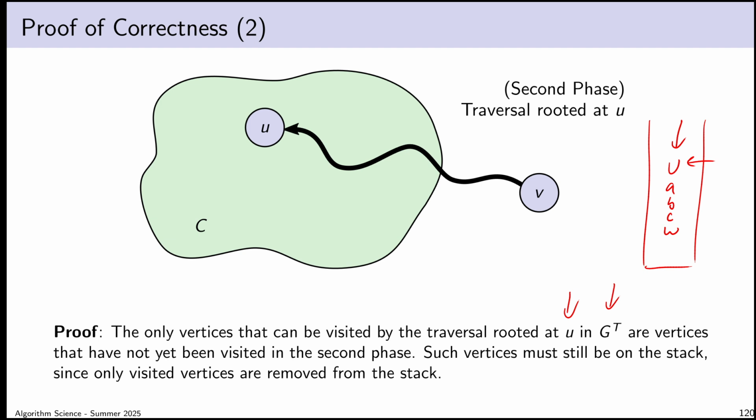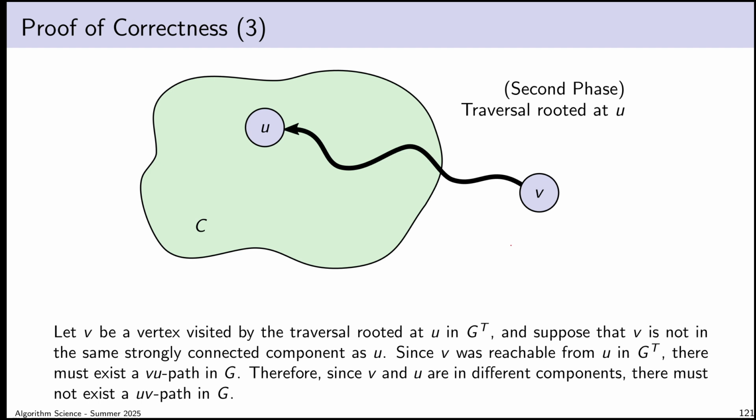Now, what I'm claiming is that all of the vertices I visit in this traversal have to still be on the stack. I am not claiming that every vertex on the stack is unvisited. There could be vertices on the stack that have already been visited. That's fine. What I'm saying is that all the unvisited vertices have to still be on the stack. All right, so let V be a vertex visited by the traversal rooted at U in G transpose. This diagram, remember, depicts the original graph G, and I get during that traversal down to vertex V. What I've discovered when I find V during that traversal is that, in that DFS tree, I have a path in the original graph from my vertex V back to my vertex U.